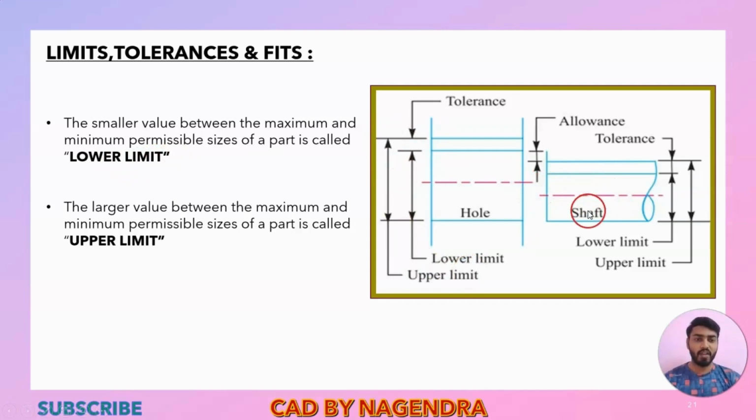The same for the shaft also, we are having the same lower limit and upper limit. Means the minimum dimension point is the lower limit, and the maximum dimension point is the upper limit. So here we are having two types.